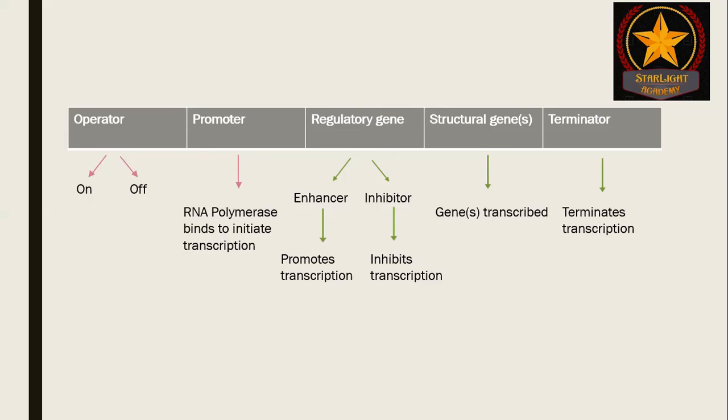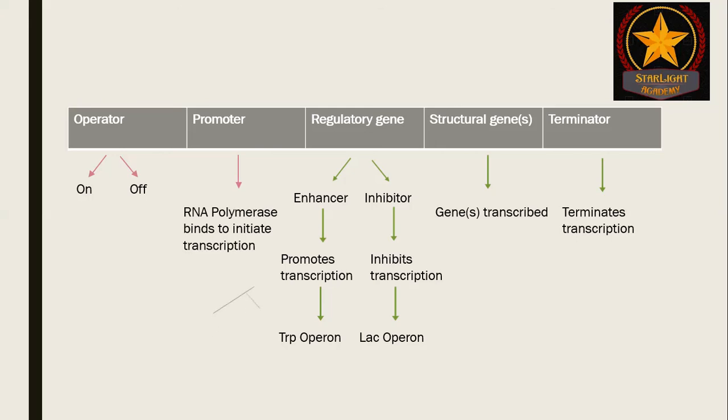Moreover, an operon which is regulated by an enhancer regulatory gene is a positively regulated operon. Example, trp operon, which is responsible for the synthesis of an amino acid named tryptophan. On the other hand, an operon which is regulated by an inhibitor regulatory gene or a repressor is called a negatively regulated operon. Example, lac operon, which is responsible for the metabolism of lactose.